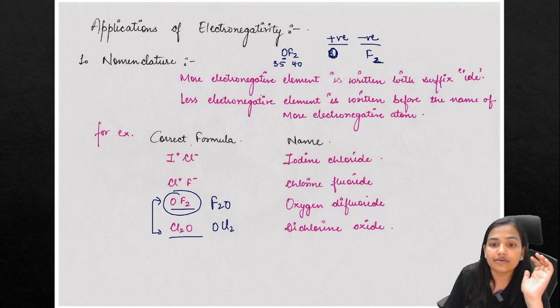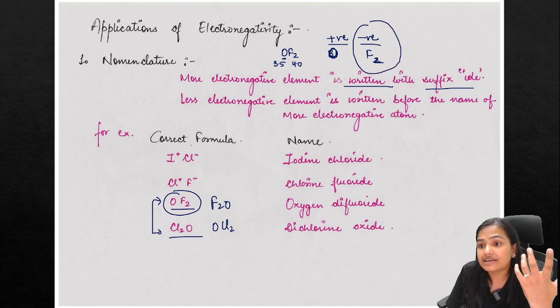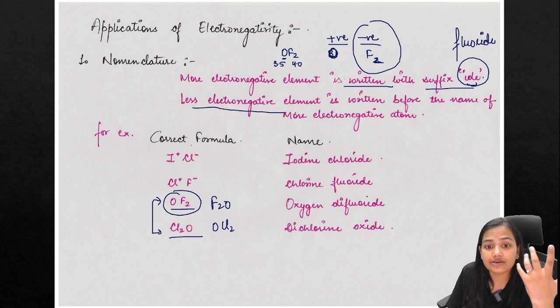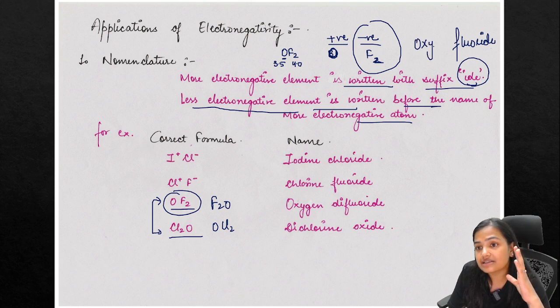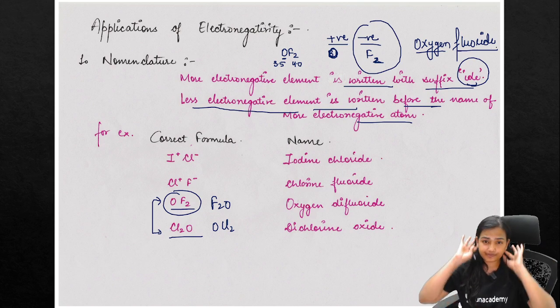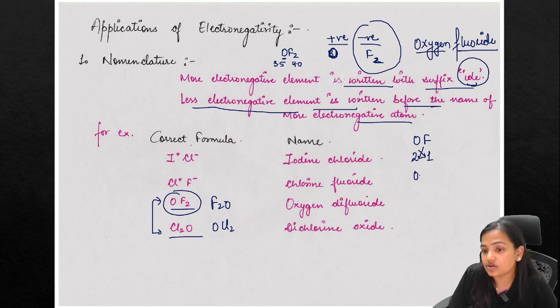The more electronegative atom is written with a suffix, and whenever we have to write the name, the element which is more electronegative will be written with the ending -ide. So we will be writing it as fluoride. Here we have oxygen, which is the less electronegative element, so this will be written as it is: oxygen fluoride. If you want to know why the formula is OF2 and not OF, oxygen valency is 2 and fluorine valency is 1. If you do the cross valency, this comes out to be OF2.